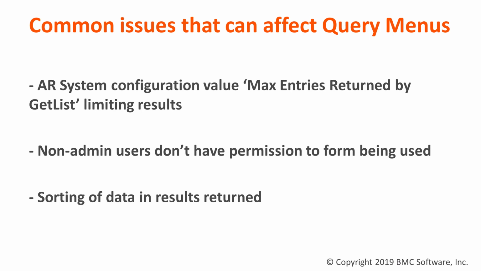The results that come back from a query menu can be affected by the max entries returned by getList value. If that value is set low, or you're querying something that has a lot of results, several thousand results, the results will be truncated. The recommendation is to update the query menu qualification so that not so many results are returned. That will allow all the results to come back, and it will be a better experience for the end users.